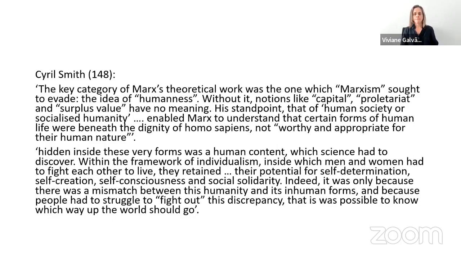As Cyril Smith says in his reimagining of Marx, or revisiting of Marx, the key category of Marx's theoretical work was the one which Marxism, and he's very insulting about particular types of Marxist interpretation, sought to evade, the idea of humanness. And he says, without it, notions like capital, proletariat, surplus have no meaning. His standpoint, that of human society or socialized humanity, enabled Marx to understand that certain forms of human life were beneath the dignity of human Homo sapiens, not worthy and appropriate for their human nature.